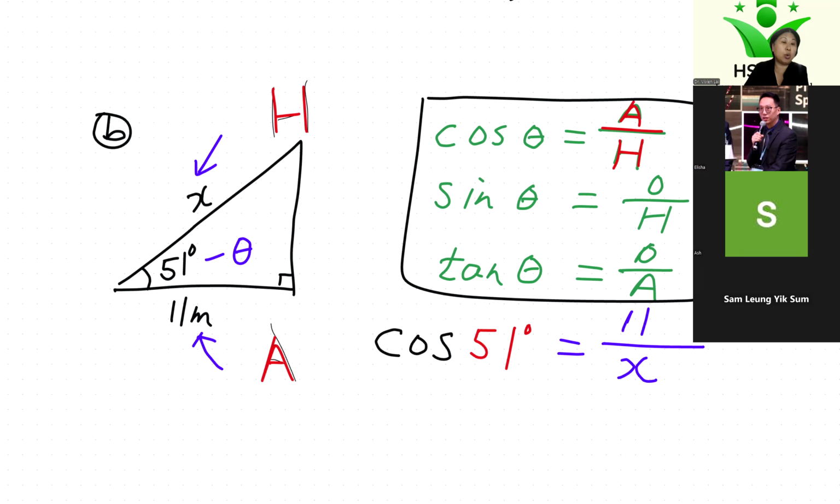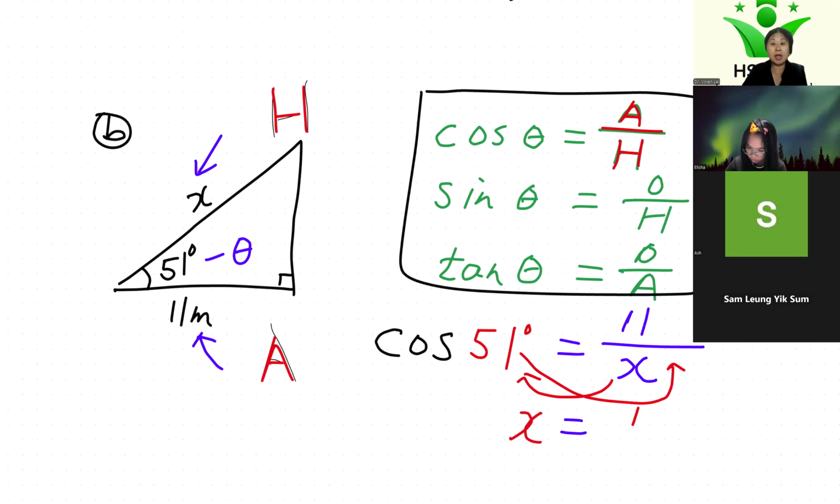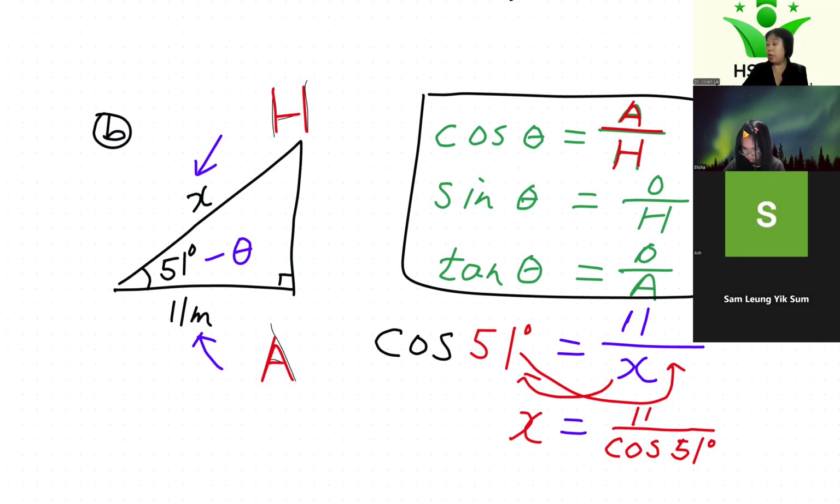So what am I going to do? Again, I have to transpose, two-way transpose. Transpose the X to that side, divided becomes times, while at the same time, transpose the times to the other side, times would become divided. 11 over cosine 51 degree. And then for this one, what we are going to do is using the calculator.